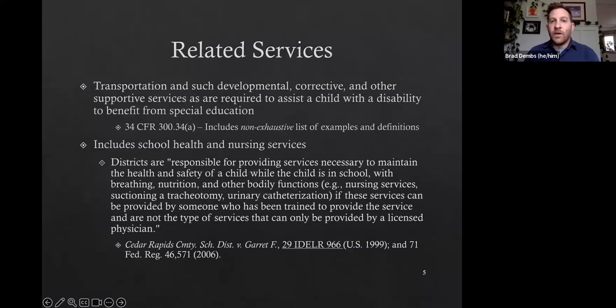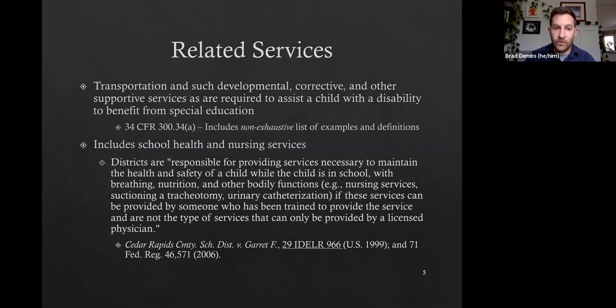So then what may you be entitled to under the IDEA or Section 504? Related services are a big piece of it, and particularly for medically fragile students, related services include school health and nursing services. So school districts do have to provide the services that are necessary to maintain health and safety of a child in school. Some examples there: breathing, nutrition, other bodily function.